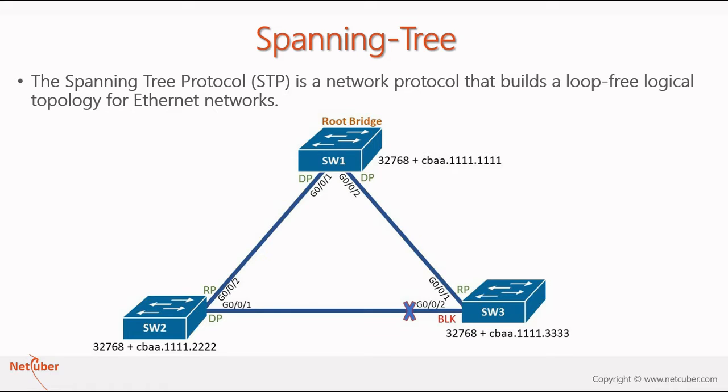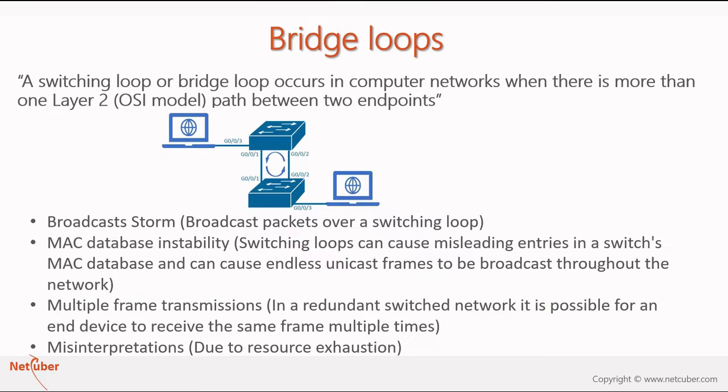The spanning tree protocol is a network protocol that builds a loop-free logical topology for Ethernet networks. What does it mean? It means that in a LAN, spanning tree protocol creates a logical topology which doesn't have a redundant path between the switches. Why do we need that? Why do we need a spanning tree? Spanning tree prevents layer 2 loops in a network.